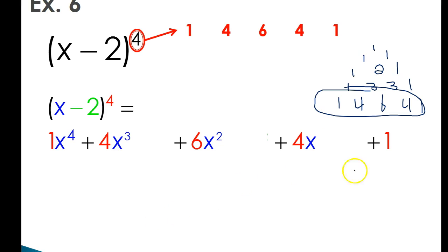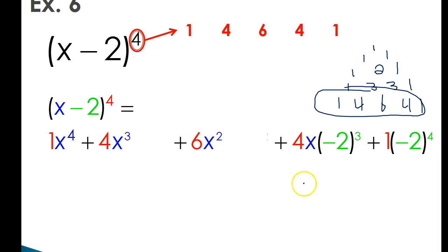The last term will not get an x. It's really x to the 0 power, but that's just 1. On the right side, we're going to start with negative 2. Notice it's not just 2, but negative 2 to the fourth power, which is going to end up being a positive.